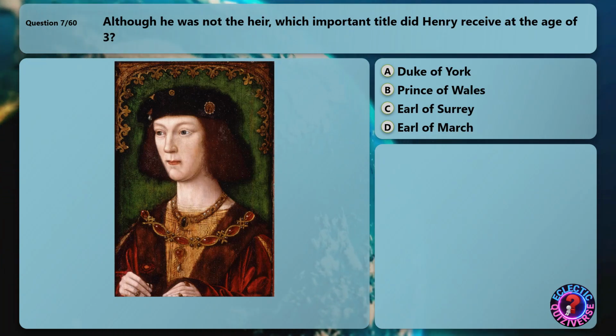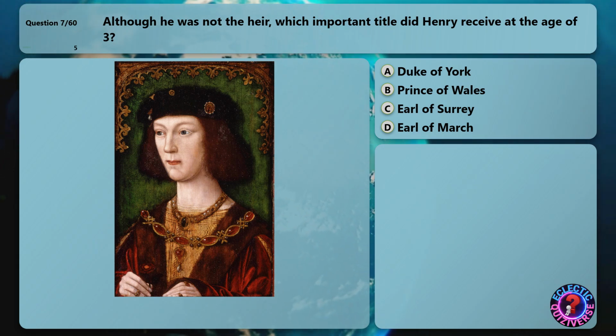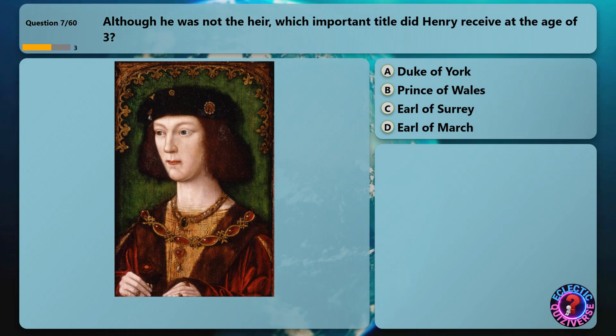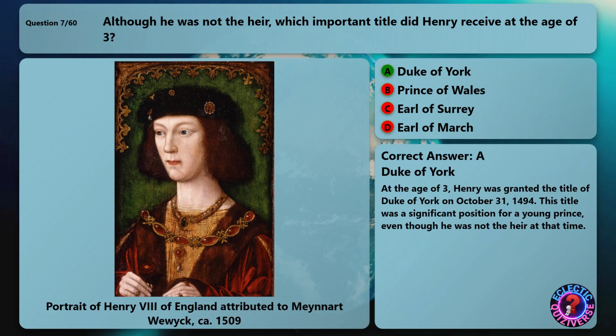Although he was not the heir, which important title did Henry receive at the age of 3? The correct answer is Duke of York. At the age of 3, Henry was granted the title of Duke of York on October 31, 1494. This title was a significant position for a young prince, even though he was not the heir at that time.